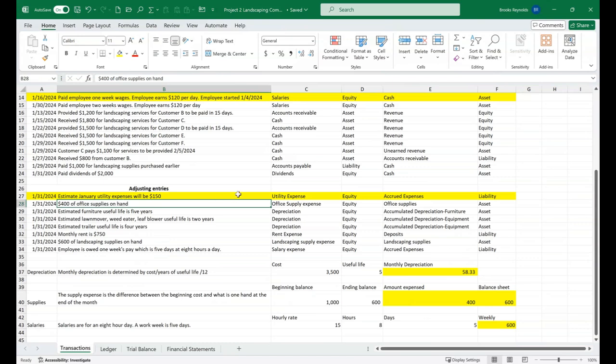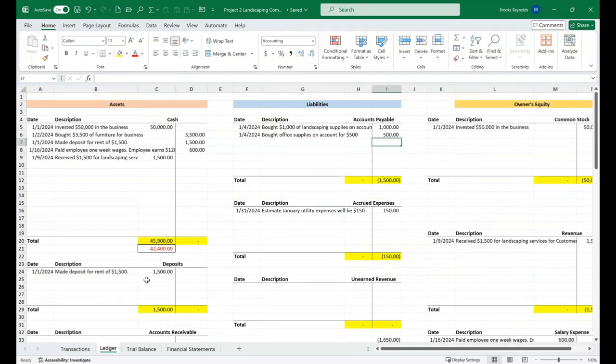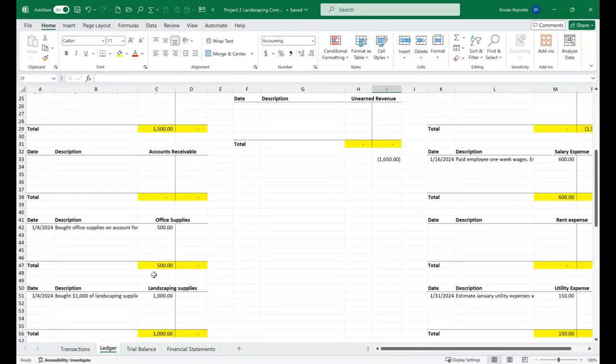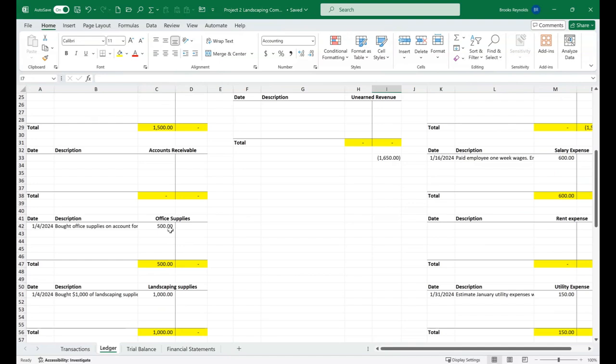We have $400 of office supplies on hand, and this is something you have to be careful about. We have to determine how much we've used. We look at the ledger balance, and the ledger balance says that we have $500 of office supplies on account, but we only have $400. So we need to get this balance to 400, and the only way to do that is to credit the account to 400. When it says you have 400 left, you need that balance to be 400.